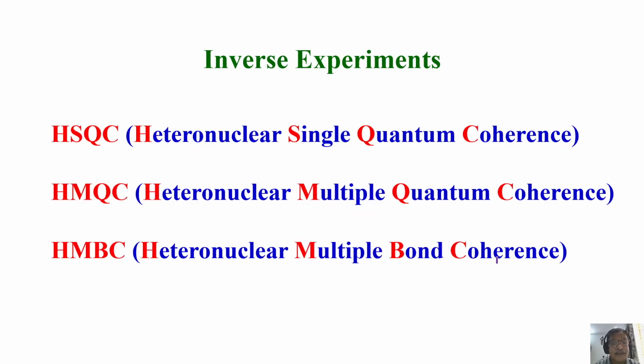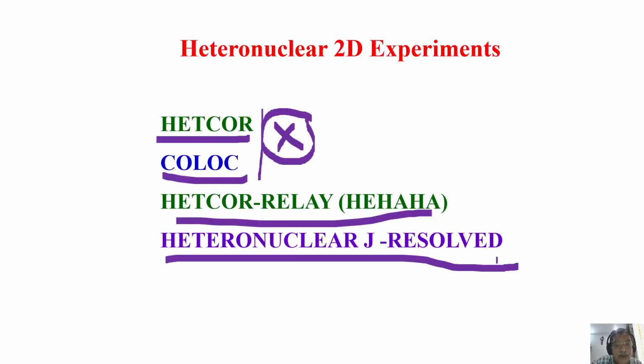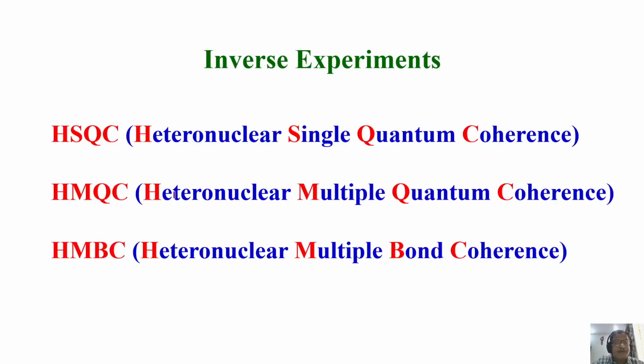So there are inverse experiments, which are very, very powerful and very popular. Nobody uses HETCOR, COLOC, I told you, nowadays. This type of experiment is not used because they are very time consuming. Of course, the information you get is similar, but these are faster experiments. It saves a lot of time. They make use of polarization transfer. What it does is take the magnetization from abundant spins, give it to carbon or nitrogen, not abundant spin, and take it back to proton.